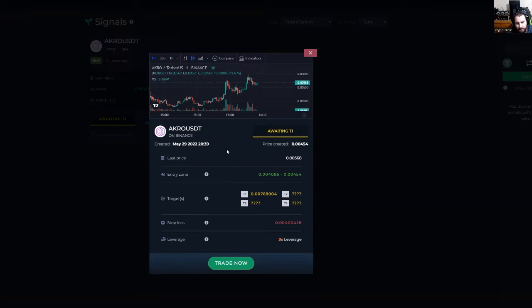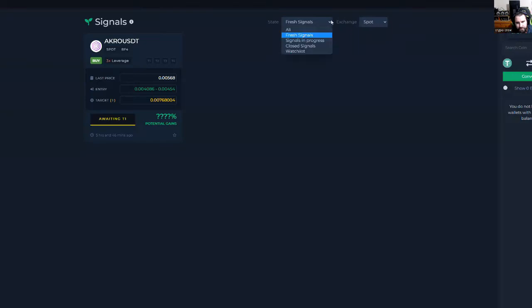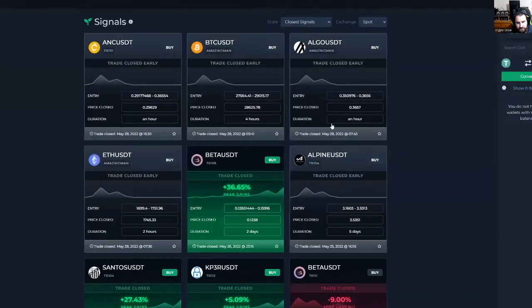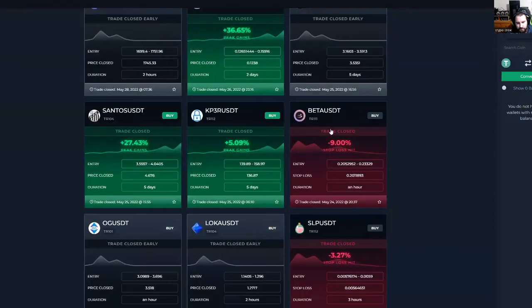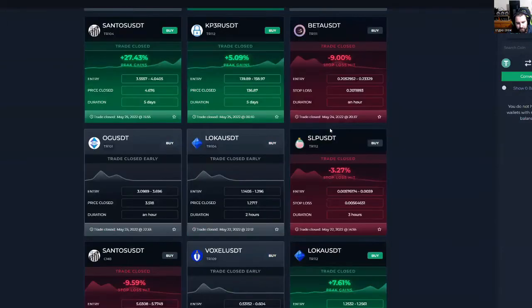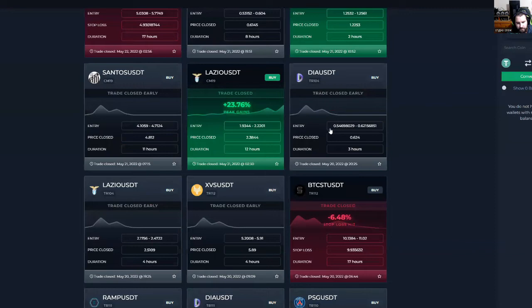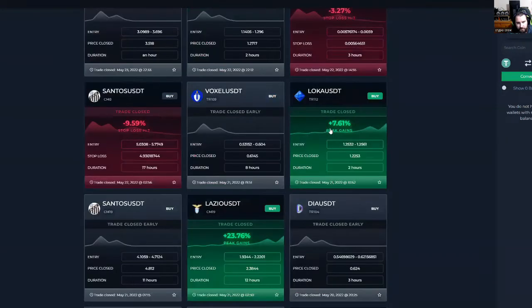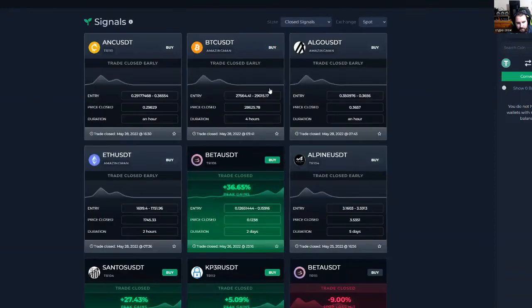So that's basically what it does, is it pops up all these signals. If I go to close signals, you can see all these signals. There's quite a few of them. So it's fetching all these signals now. So this is how many signals it gives, guys. It's quite a few. So that's that. That's basically the bot.